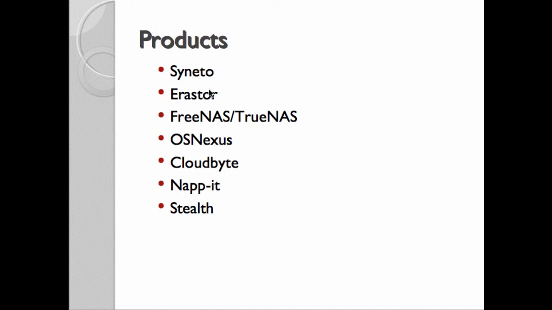Sonetto and Aristore are pretty close to the same product. I put them at the top of the list. They're my favorite. I'll show you them here in a second. Coming in close next is the FreeNAS, TrueNAS stuff. FreeNAS is an open source community product, and TrueNAS is the commercial version of that.